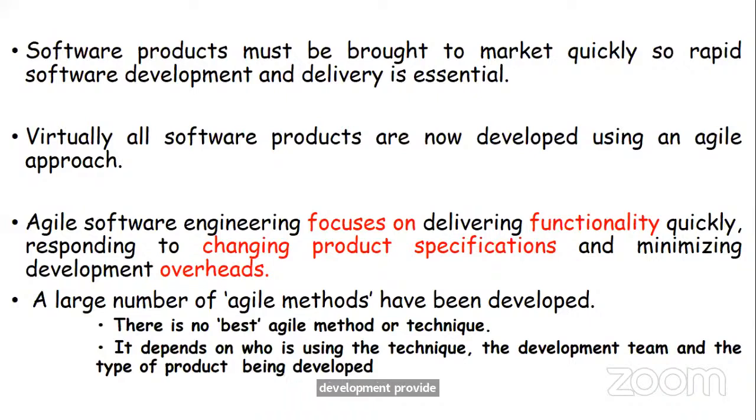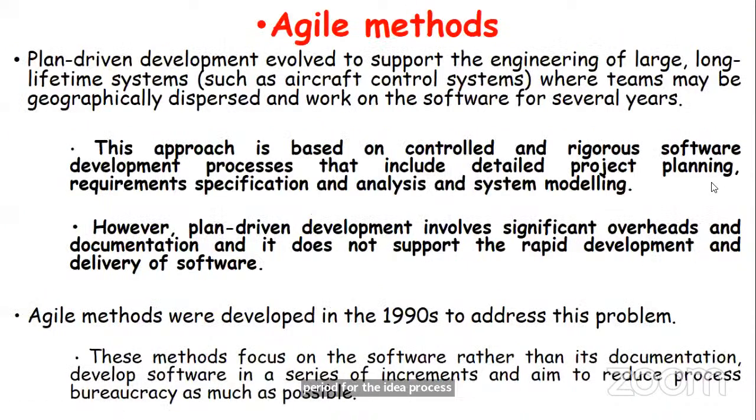Now, a large number of agile methods have been developed. However, there's no best agile method or technique. It depends on who is using the technique, the development team, and the type of product being developed. So agile method is just, okay, fast. Let's drop this thing quickly. We drop functionalities, we drop updates, and we reduce costs. That's the whole bearing of the agile process. All right.